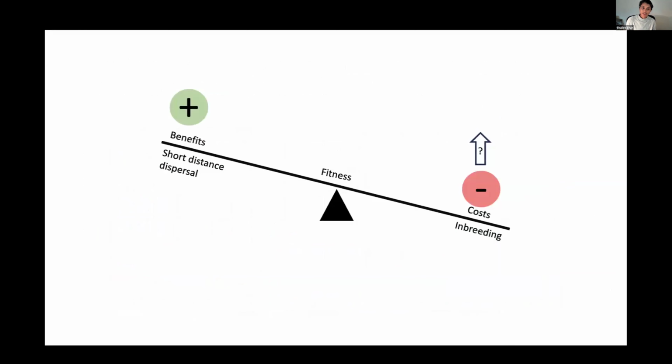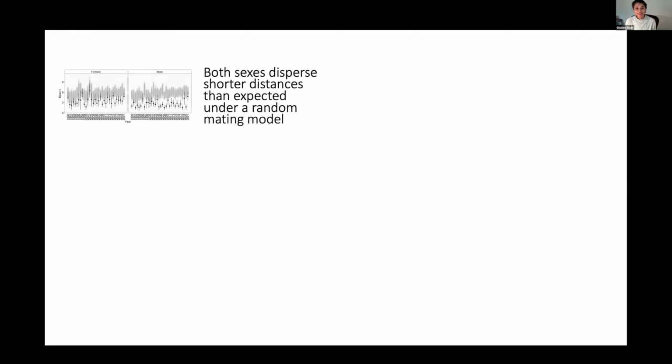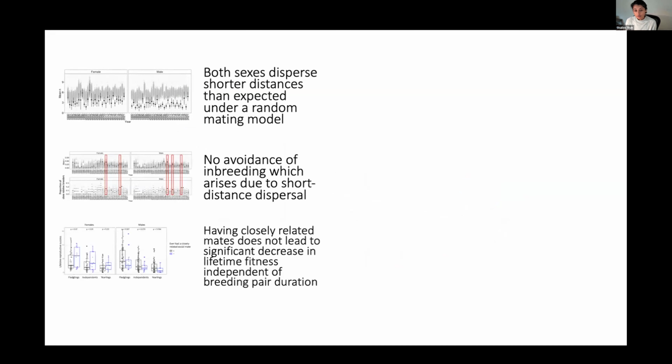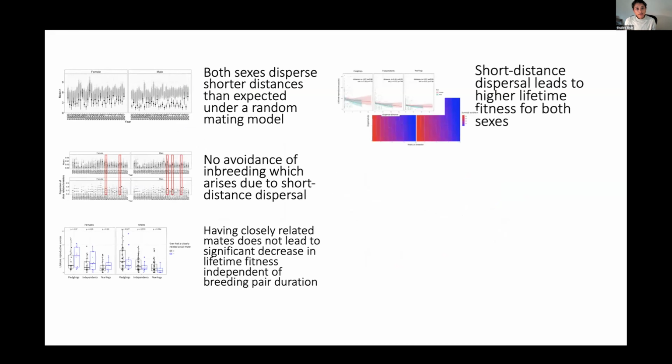And in the interest of time, I will simply summarize the rest of the findings, which is that we found that both sexes do disperse shorter distances than expected under a random mating model. Crucially, we found no evidence of inbreeding avoidance, which is interesting. And we found that having a closely related mate actually doesn't significantly decrease the lifetime fitness of an individual if you take that sort of breeding pair duration component out of it. So in and of itself, it is not a strategy with low fitness if you end up with a closely related mate. And as studies have found before, short distance dispersal leads to higher lifetime fitness for both sexes.